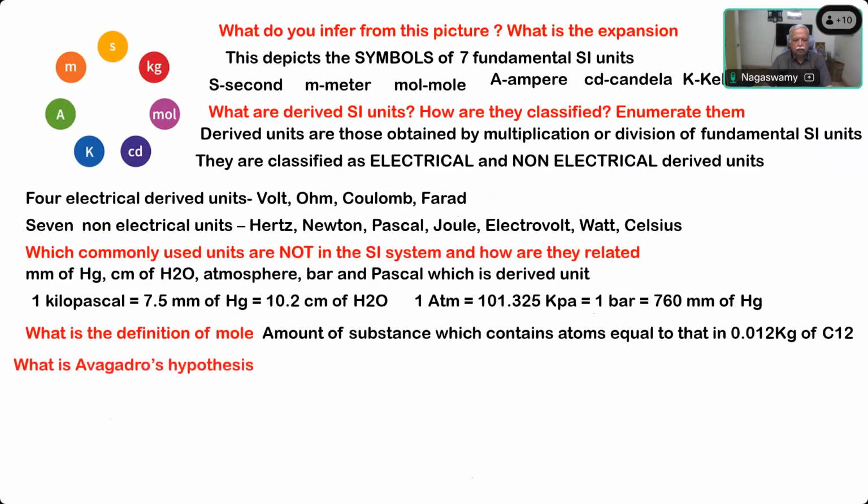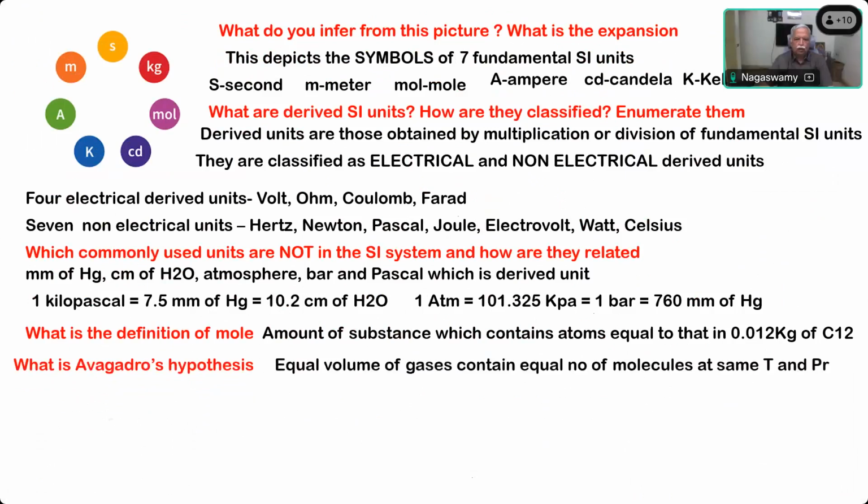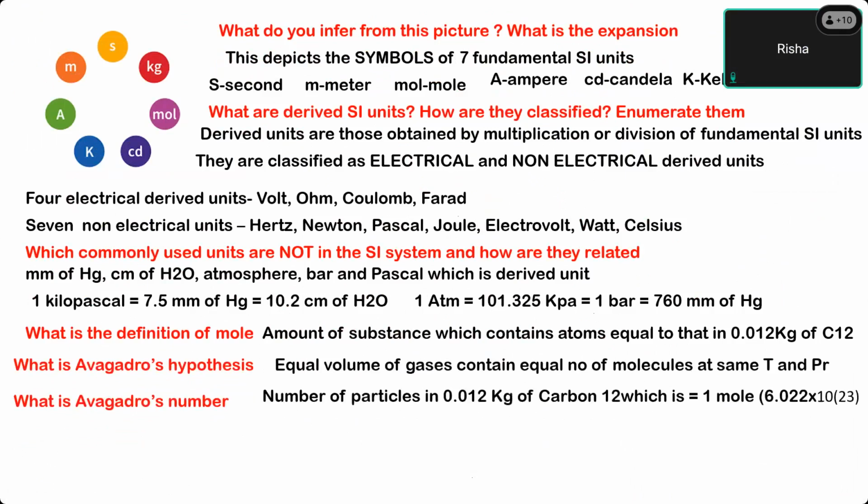What is Avogadro's hypothesis? Equal volumes of gases contain equal numbers of molecules at the same temperature and pressure. Okay, that is Avogadro's hypothesis. What is Avogadro's number? It is the number of particles in 0.012 kg of carbon 12, which is equal to 1 mole, which is equal to 6.022 into 10 to the power of 23.